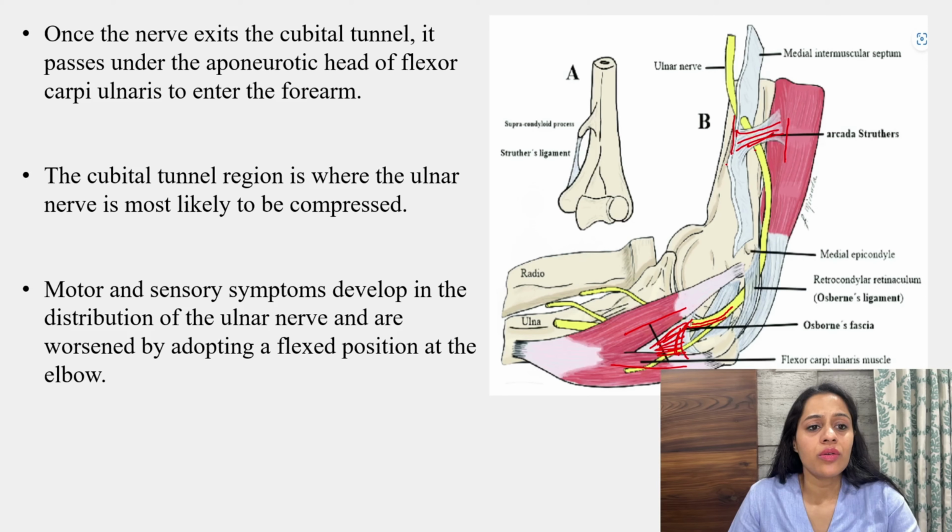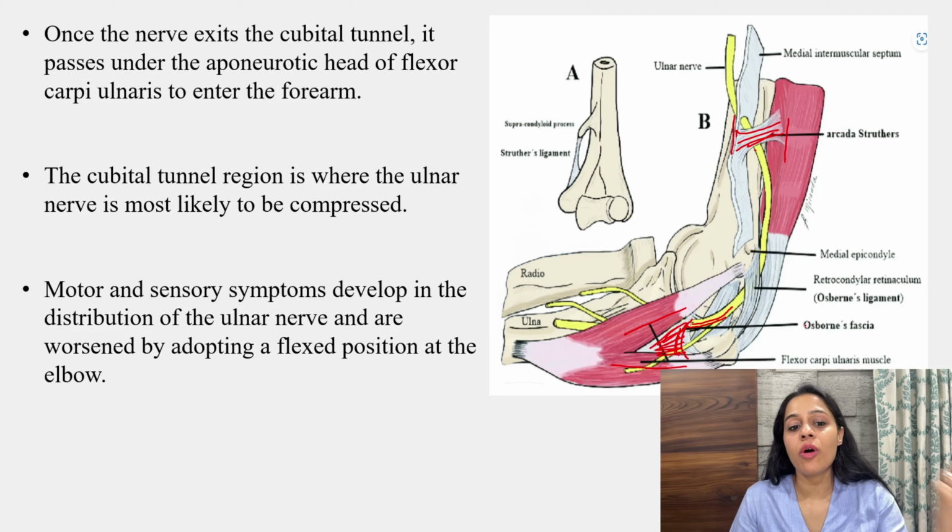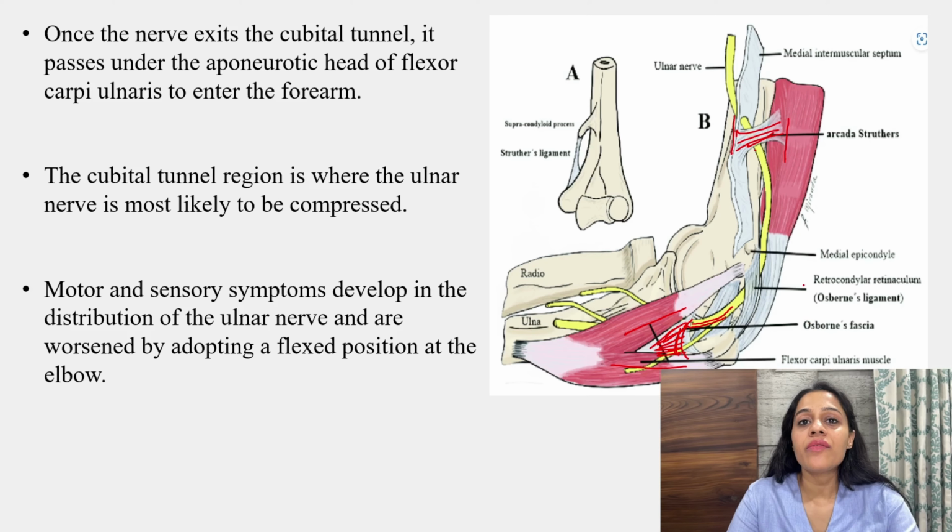Okay, so the cubital tunnel region is, as I said, the most likely region where the ulnar nerve is getting compressed, and motor and sensory symptoms develop in the distribution of the ulnar nerve, and they are worsened when the patient adopts a flexed position at the elbow. The ulnar nerve supplies the FCU and the medial two heads of the FDP, that is, the FDP of the ring and little finger. So again you will have a deficit of the FCU muscle and those FDP tendons.